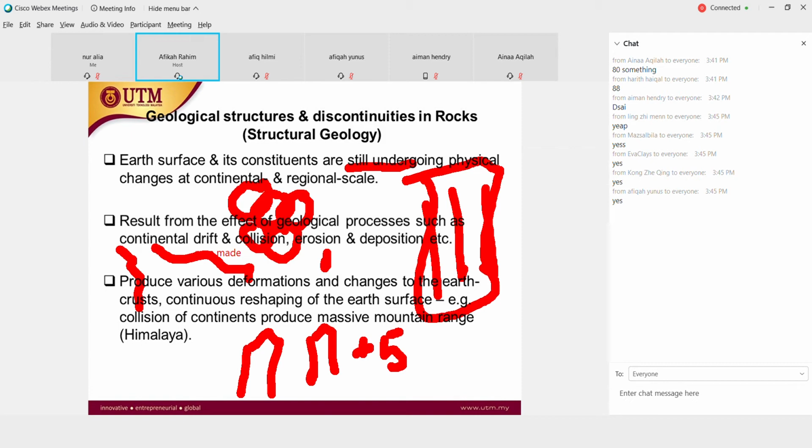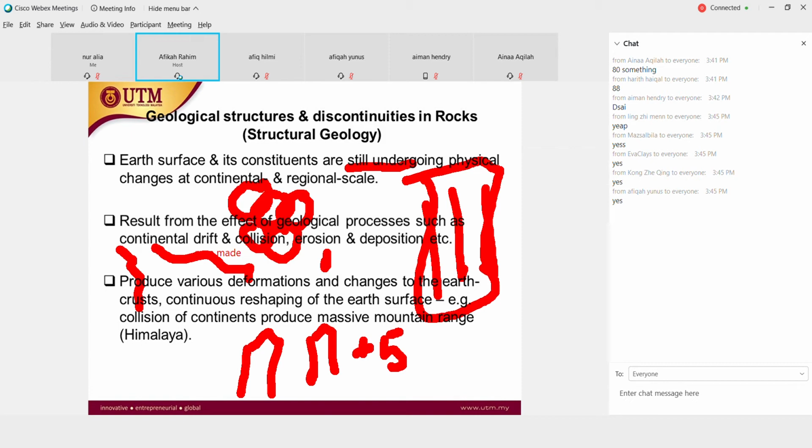So these 5 continents were together in the past, a few hundred million years back. There was actually you and your friends in Korea together. You and your friends from California, US, UK, all could travel, could cross, on the same land, in the same mainland. But due to all these effects of geological processes, which I call plate tectonics, tectonic settings, all these settings like continental drift, and changes of rock made these 5 continents or areas separated. And then it produced various deformations and changes to the earth crust, continuous reshaping of the earth's surface.